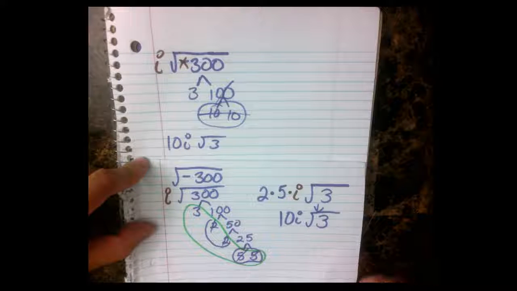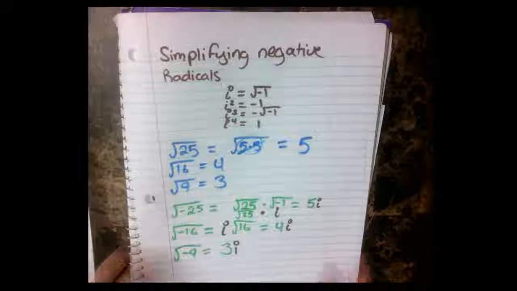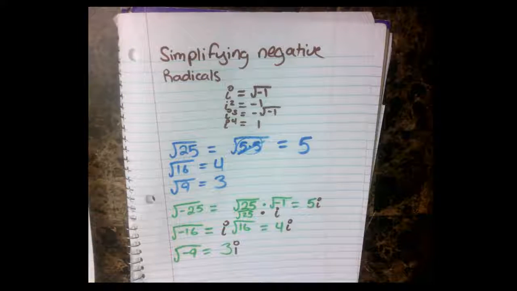Okay? So I'm going to go ahead and get each page on screen for you guys to copy down, but that covers everything that you need to know for simplifying negative radicals. Alright, so there's page 1. Feel free to pause here. I'm going to go ahead and flip to page 2 now.